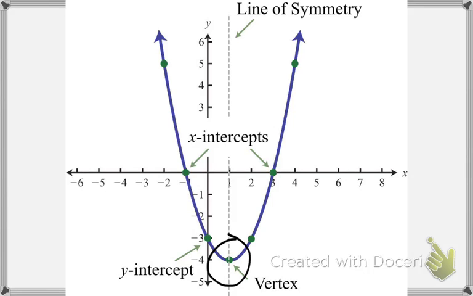But the vertex there, that's actually a coordinate. That's not a line. So the coordinate consists of an x value and a y value. So we found the x value, we need to find the y value. To do that, we simply sub in our x value into the equation.